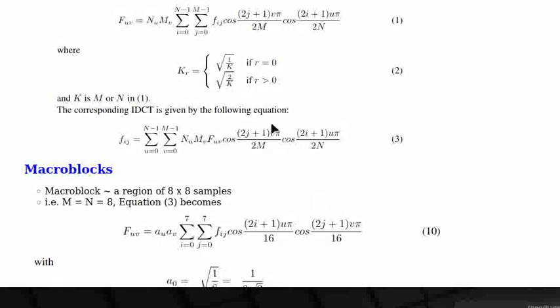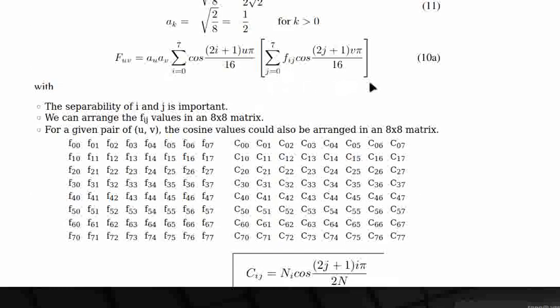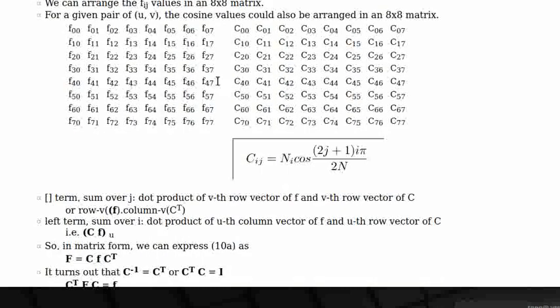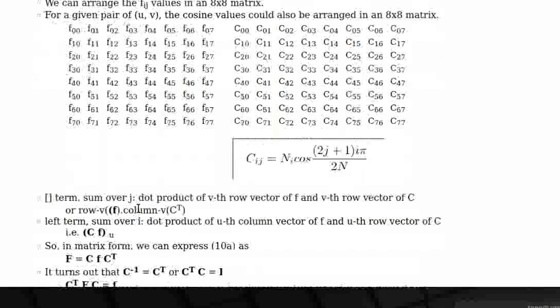This square bracket term is the dot product of the row v vector of F and the row v vector of C, or row v of F dot column v of the transpose of C. The left term sums over i. It is the dot product of column u vector of F and row u vector of C, or row u of C dot column u of F. So, in matrix form, we can express 10a as F equals C times F times C transpose.